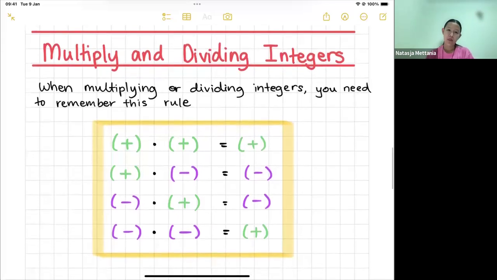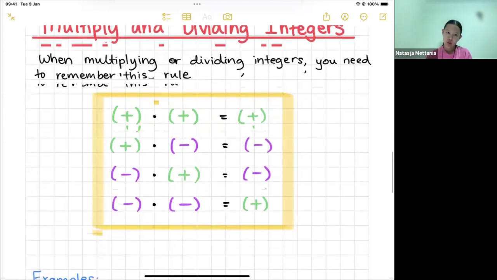So a plus and a plus, or a positive number multiplied by a positive number, is going to give me a positive number. If I have a positive number and it's multiplied or divided by a negative number, it gives me a negative number. A negative number multiplied or divided by a positive number gives me a negative, and a negative number and a negative number gives me a positive. Simple as that. So let's go to our examples.